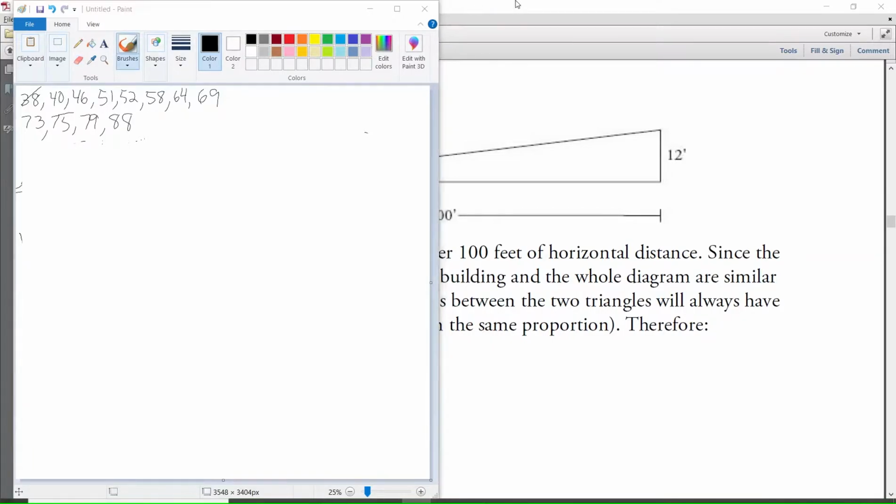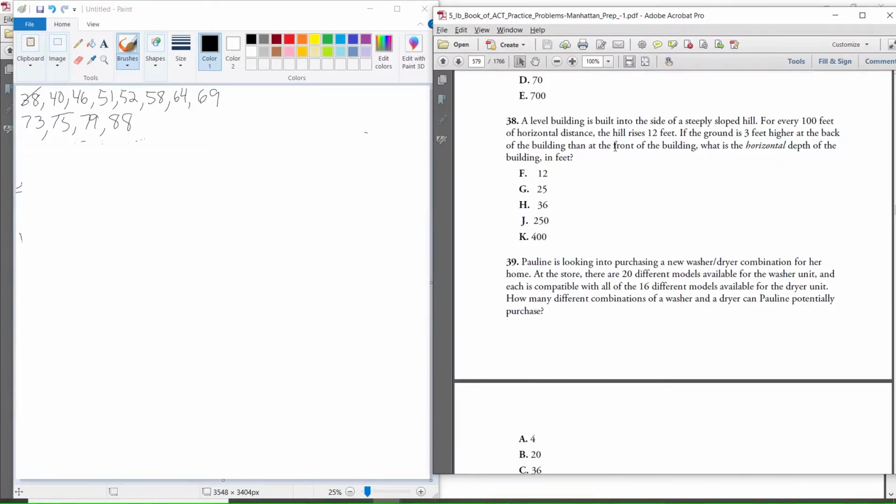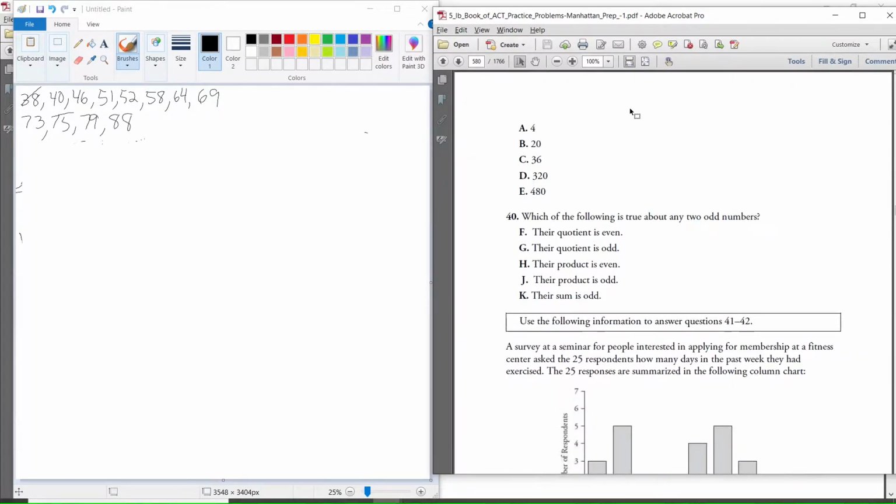All right, the next one is number 40. Which of the following is true about any two odd numbers? So, we may be able to think about this in terms of the idea of odd numbers. But who knows, maybe we can't. So it's a good idea, just like I mentioned for some of the other questions, to come up with some numbers of your own and then see which one of these are true. Maybe we can eliminate some of them, and then we'll only have to think about a couple. So it says, which of the following is true about any two odd numbers?